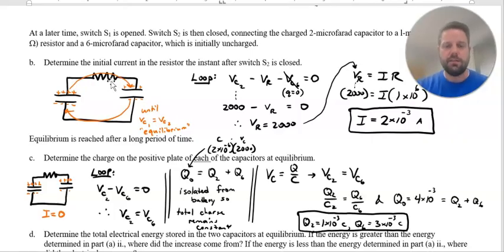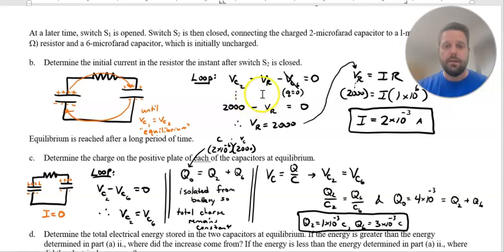In this case, we're going to apply the loop rule immediately. The loop rule is the primary concept that we're going to apply to all circuits whenever we are looking at them, and that tells us voltages. So the voltage across the capacitor, which I'm going to call 2, the one that has the 2 microfarad, was initially 2000. That's going to be immediately what it is as soon as we throw that switch.